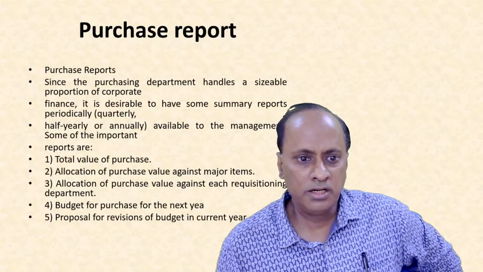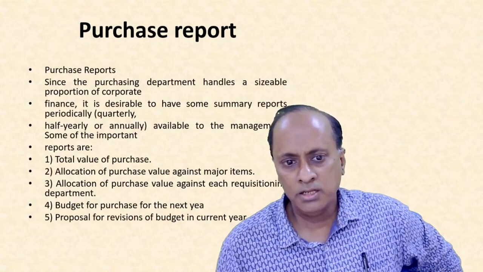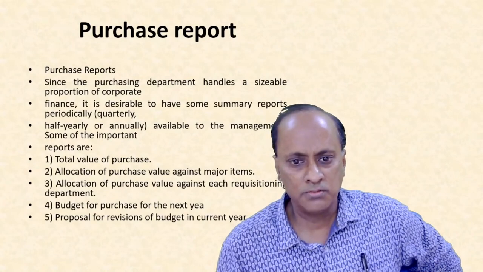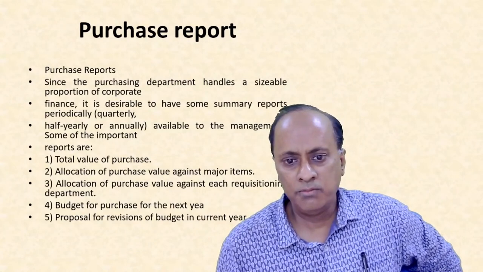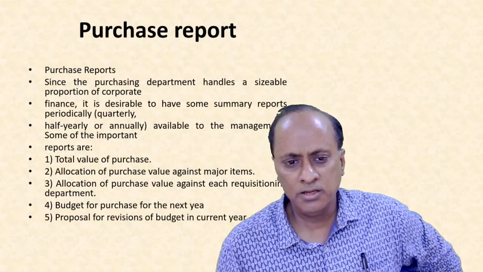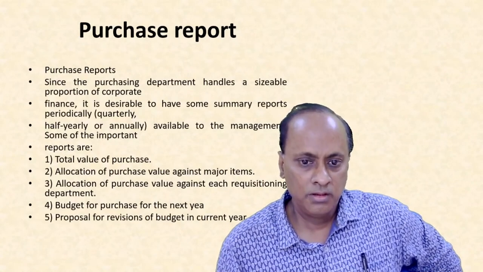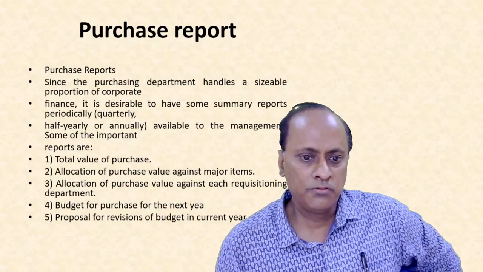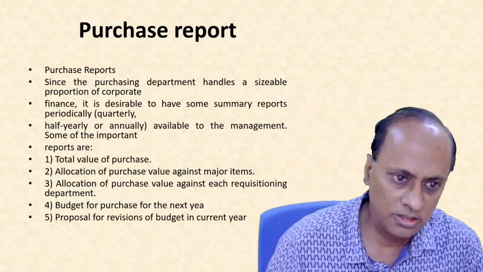The purchase report contains the total value of purchase, and allocation of purchase value against major items. That means what the items are and how much money has been allocated for each of these items. Also allocation of purchase value against each requisitioning department, so what the different departments are, say finance, say marketing, and what purchase value has been allocated to them. Then the budget for purchasing for the new year, next year, and the proposal for revision of the budget in the current year. So the purchase report contains all these.